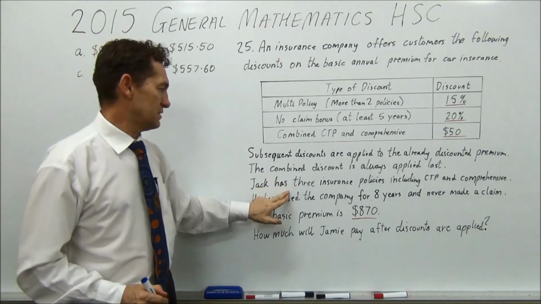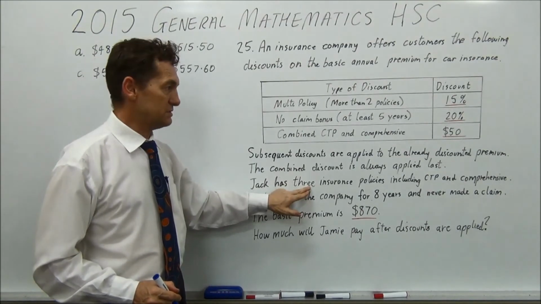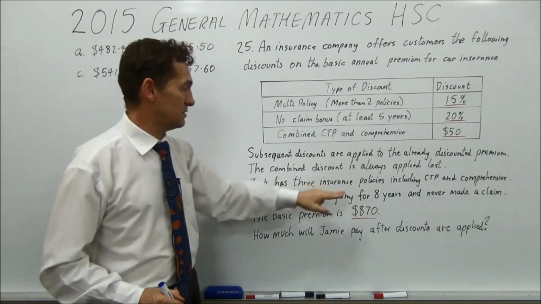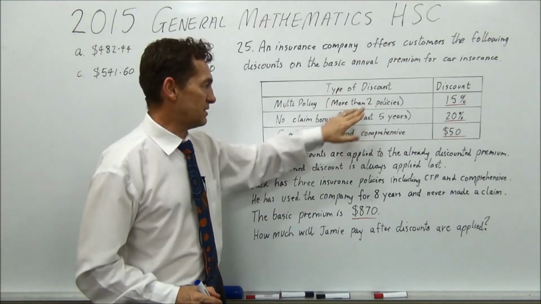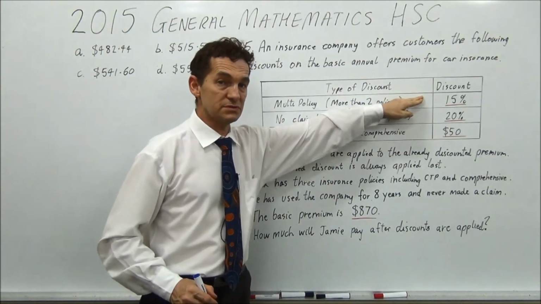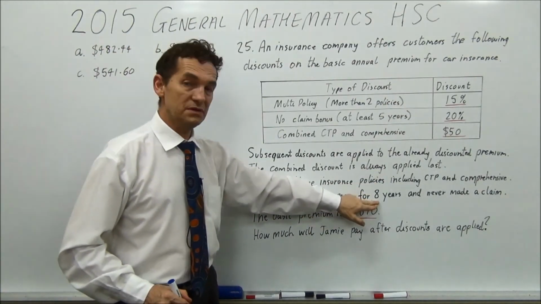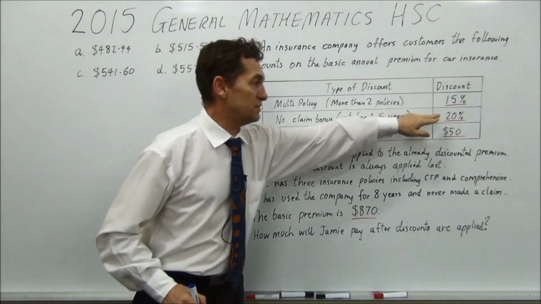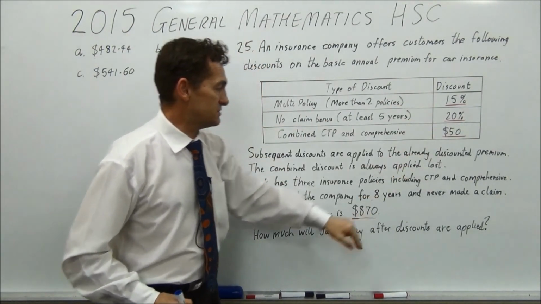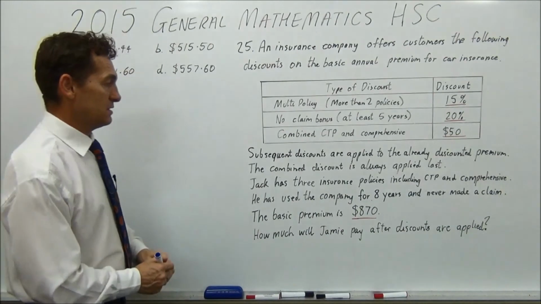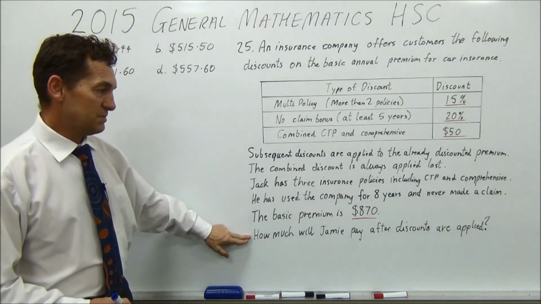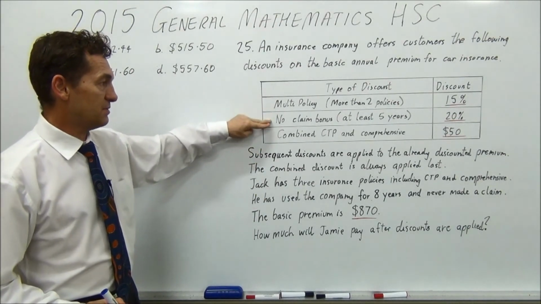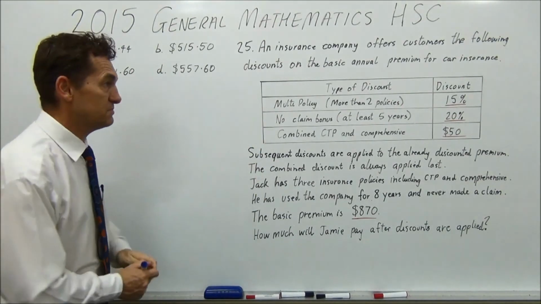So Jack has 3 insurance policies, and here it's got more than 2, which means that's applicable. So you don't actually need that number or that number other than to tell you, yes, I'm going to do that. And you don't need this 8 years other than to tell you, yes, it's bigger than 5 years, so therefore you need that number. So they're the 3 numbers you need, along with that one. So how much will Jamie pay after all the discounts are applied? So you want to give him that one, and that one, and that's it.